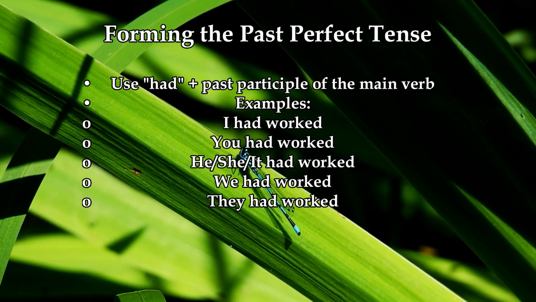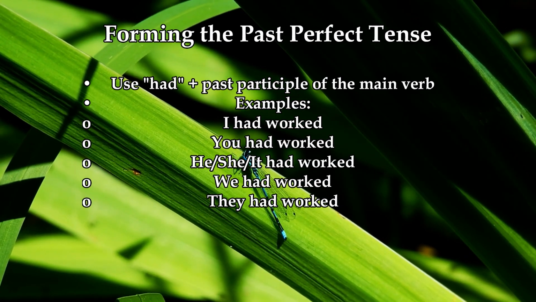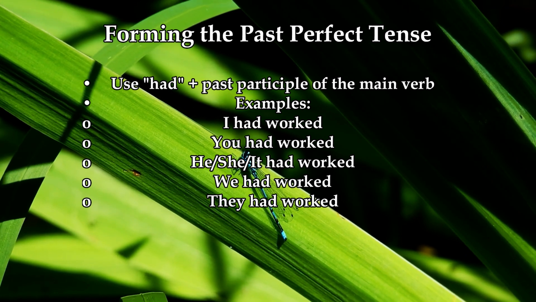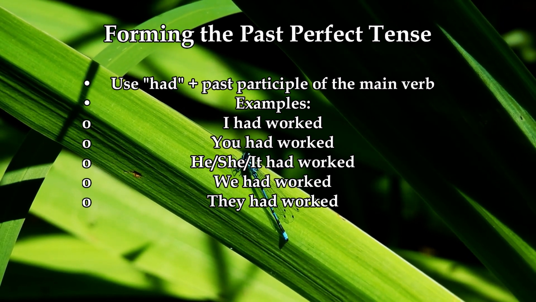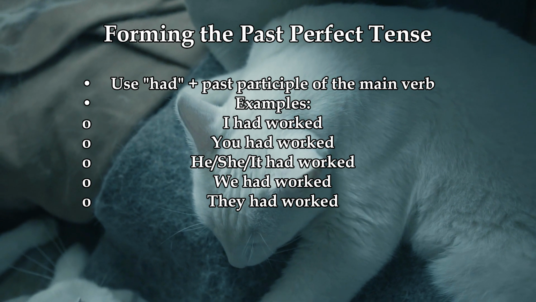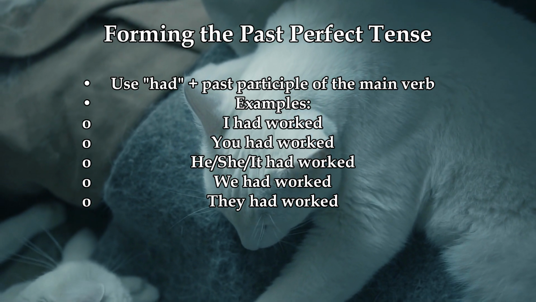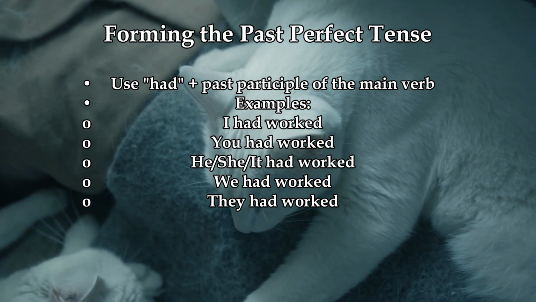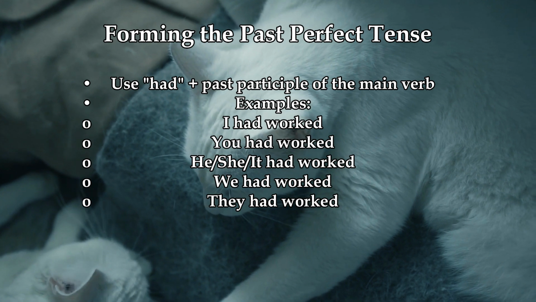To form the past perfect tense, you use had and add the past participle of the main verb. For example, I had worked. You had worked. He, she, it had worked. We had worked. They had worked.